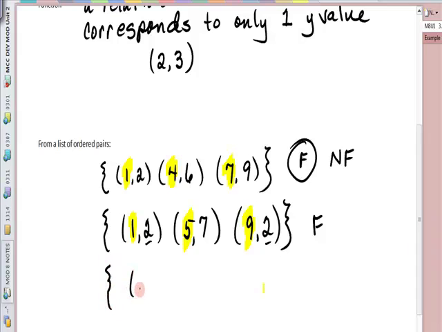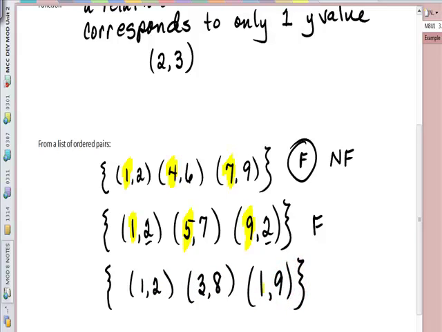All right, looking at one more example. Suppose you have 1, 2, 3, 8, and 1, 9. Is that a function? Well, there's the x value of 1. Is it ever with another y value? And the answer is yes. It corresponds with 2 and it corresponds with 9. Because of that, it is not a function. So in these exercises, you're going to be asked to look at a relation, which is a list of ordered pairs, and then you're going to determine, is it a function or not? You need to check on, does an x ever repeat and therefore have different y values? Let's look at some examples.